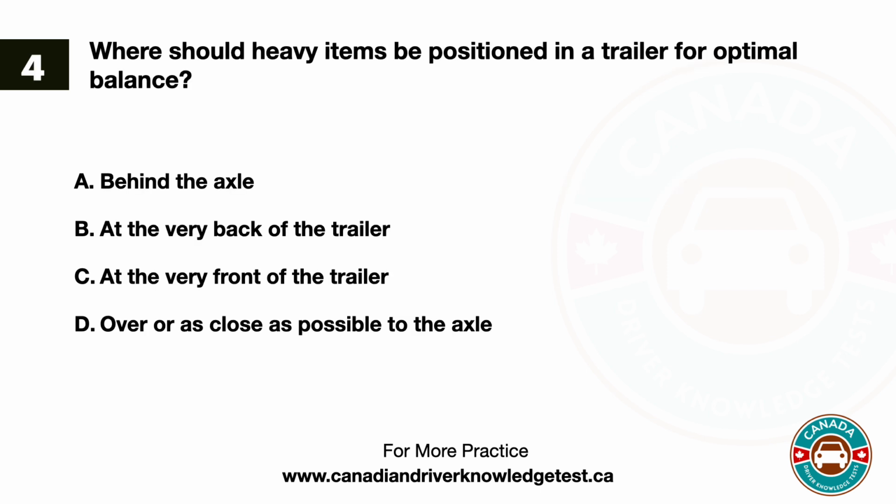Question 4. Where should heavy items be positioned in a trailer for optimal balance? A. Behind the axle. B. At the very back of the trailer. C. At the very front of the trailer. D. Over or as close as possible to the axle. The answer is D. Over or as close as possible to the axle.